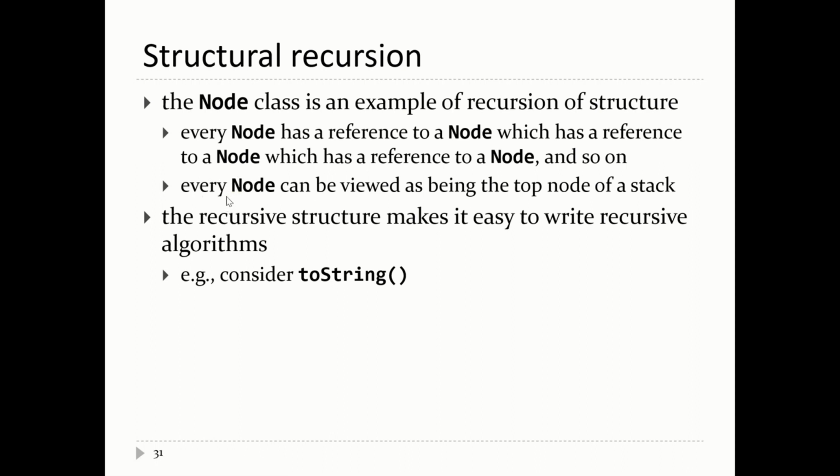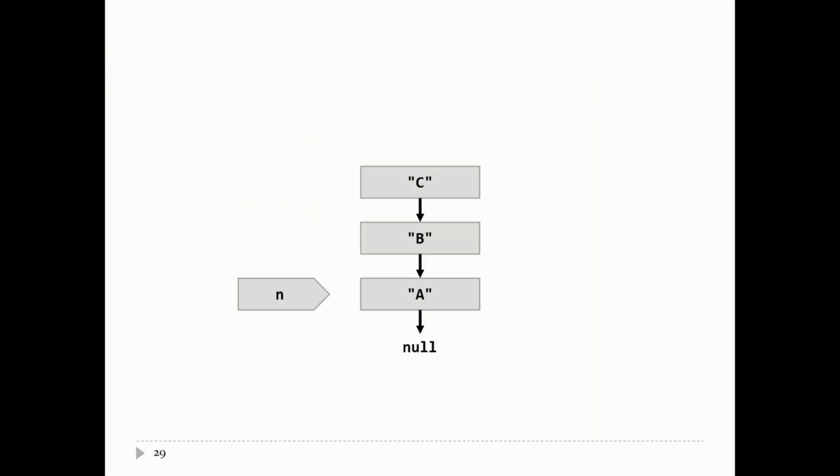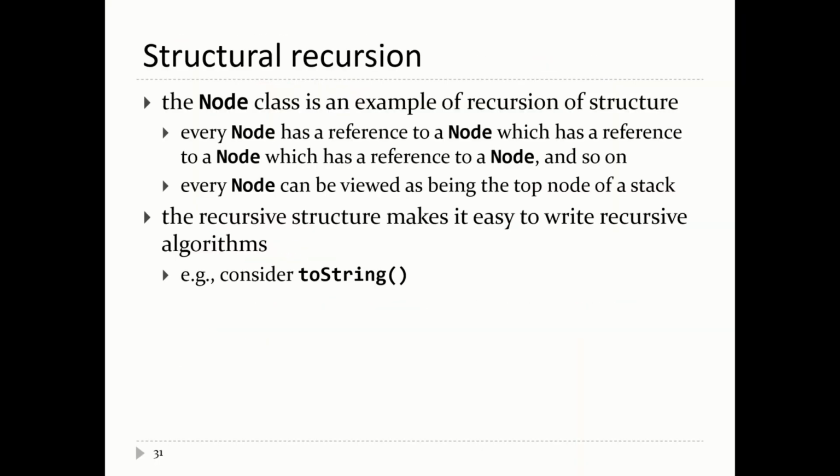Another way to look at this is that if you look at a stack that's made up of a bunch of linked nodes, any one of those nodes is also the top node of some stack. In this picture here, C is the top of that entire stack. B is the top of the stack with two elements in it, and A is the top of a stack with just one element in it. That makes thinking about recursion on stacks very easy, because you can just treat a node as though it were the top node of a stack.